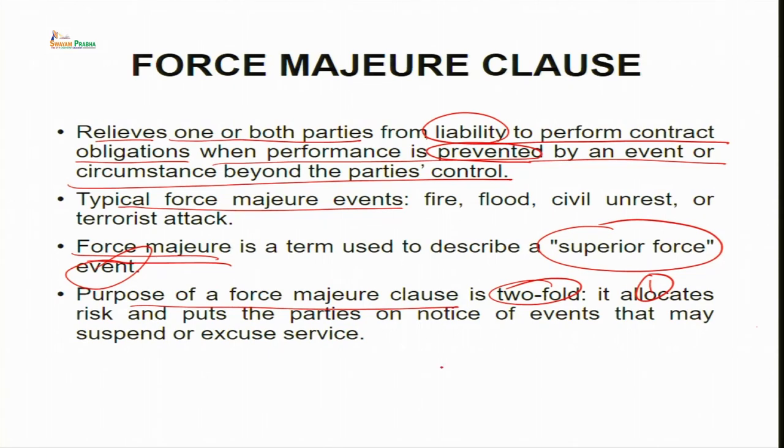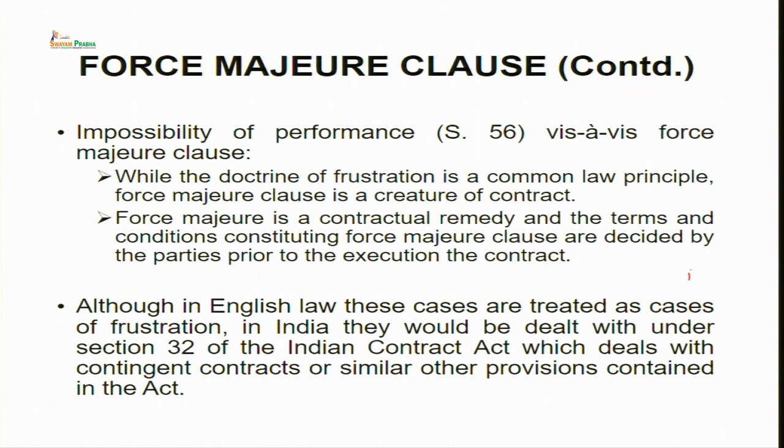This type of clause is commonly, popularly if I may say, known as FMC or FM clause, that is, force majeure clause. In today's times, in commercial contracts, you will generally find the presence of an FM clause. Now, let us see impossibility of performance, that is section 56 part 2, vis-a-vis force majeure clause. So, what do we mean? Are we trying to say that there is some kind of a difference between the two? Are these two concepts different, impossibility of performance as enshrined under section 56 part 2 and what we just read in the previous slide, force majeure clause?